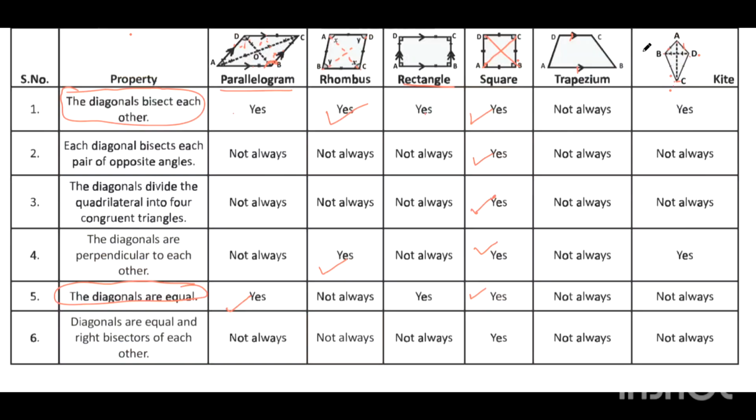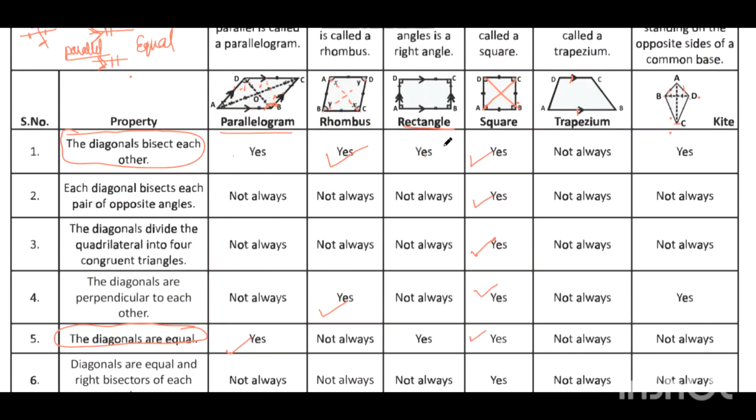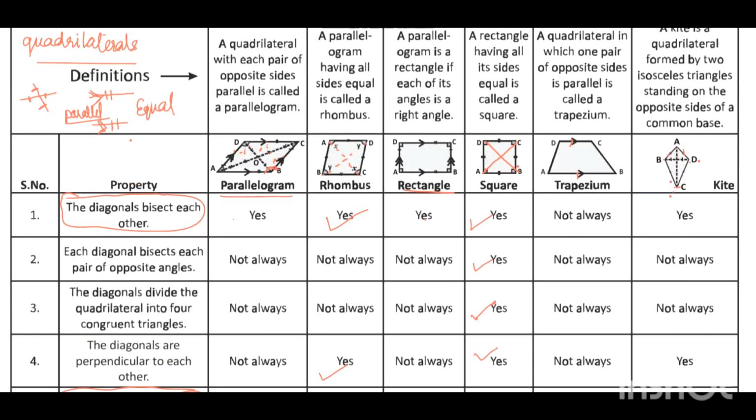For a kite as a quadrilateral, the diagonals bisect each other and are perpendicular to each other, and kites mostly have two isosceles triangles. Isosceles triangles means two sides are equal. Okay, now it is okay, right? And one more thing I have told you: in a diagram, these kinds of vertical lines mean they are equal, and if I show these kinds of arrows, that means they are parallel.